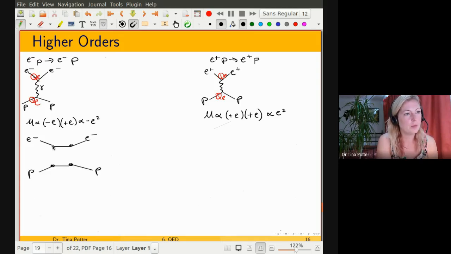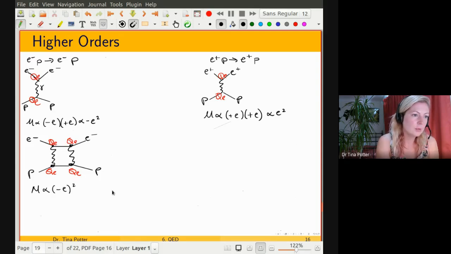So I'm making it very simple. It doesn't just exchange 1, it exchanges 2. So it's very, very similar to this diagram. But again, we've got 4 vertices here. And it's the same diagram sort of here as well. So here for this higher order diagram, let's write down the matrix element. It's proportional to minus E squared from these ones, plus E squared, which is proportional to E to the power 4, which we know is going to be a much smaller value here.